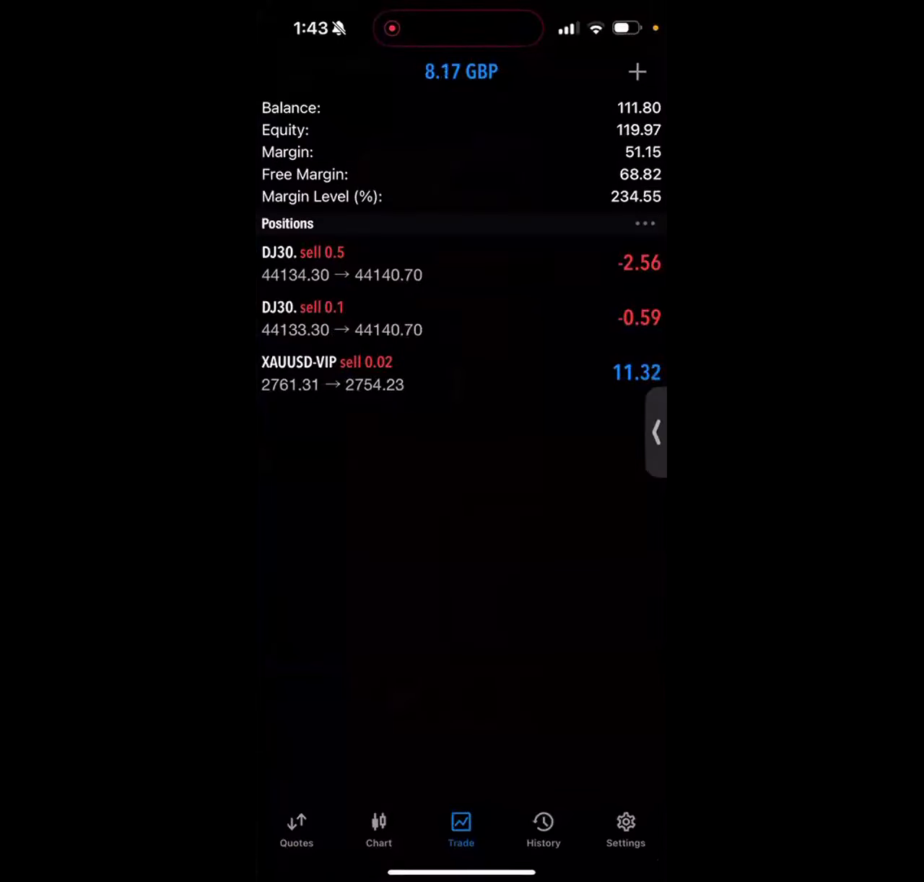So let me use this to show you. As you can see, this is gold sells 0.02. So if I want to take part of this profit, I want to book profit on this trade now. Okay.